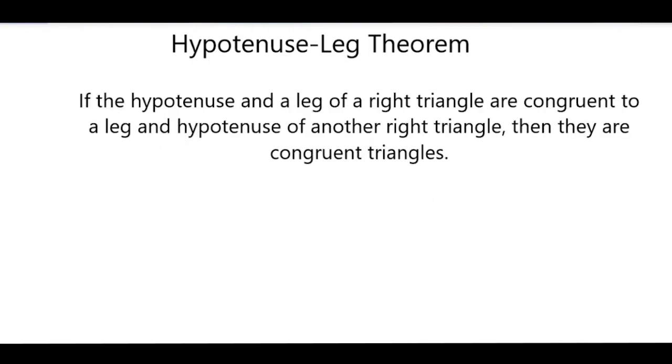And the hypotenuse-leg theorem says, if the hypotenuse and a leg of a right triangle are congruent to a leg and hypotenuse of another right triangle, then they are congruent triangles.